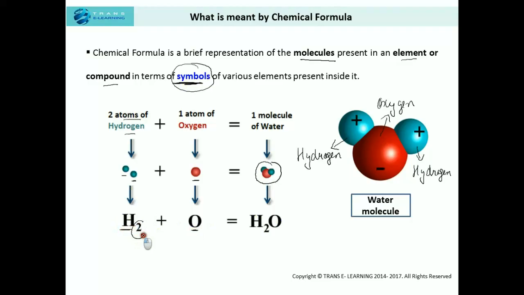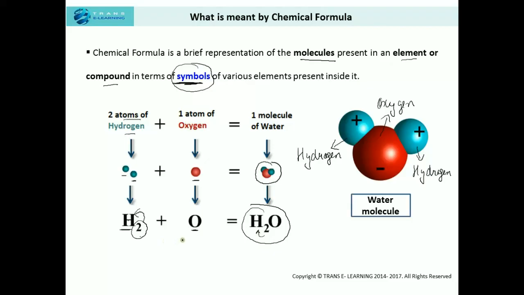This subscript represents the number of atoms of this particular element. So there are two atoms of hydrogen plus one atom of oxygen gives you one molecule of water, which consists of two atoms of hydrogen and one atom of oxygen. So this is quite easy to understand and to write. So this is the reason we are taking into consideration the chemical formula.